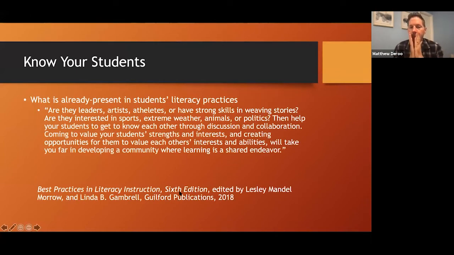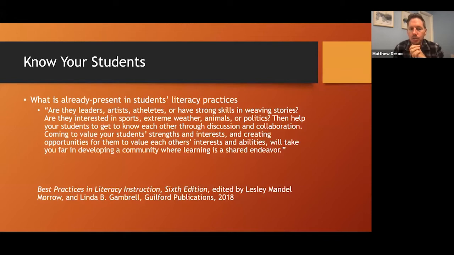And the best way that we can do that is to know our students, right? If we know our students, we can design our instruction around them. So in their edited volume on best practices in literacy instruction, the editors suggest what is already present in students' literacy practices. Are they leaders, artists, athletes, or do they have strong skills in weaving stories together? Are they interested in sports, extreme weather, animals, or politics? Then help your students to get to know each other through discussion and collaboration.